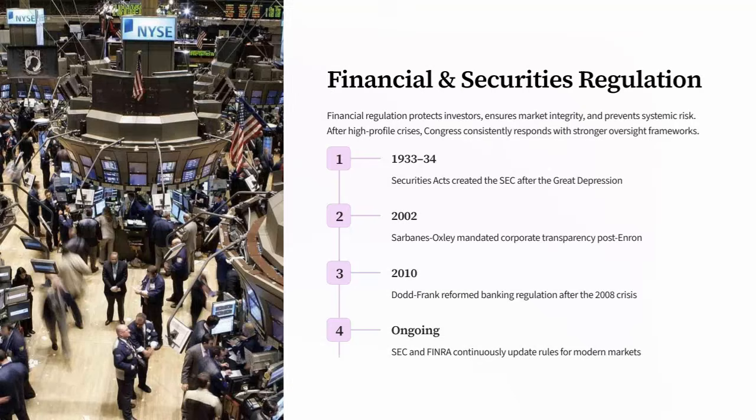Financial and securities regulation is designed to protect investors, preserve fair and orderly markets, and reduce the chance that problems spread across the financial system. A recurring pattern is that major crises lead to stronger oversight. The Securities Acts of 1933 and 1934 established the SEC after the Great Depression. In 2002, Sarbanes-Oxley responded to Enron by requiring greater corporate transparency. After the 2008 crisis, Dodd-Frank reshaped banking regulation. This process is ongoing, with the SEC and FINRA continually adapting rules to modern markets.